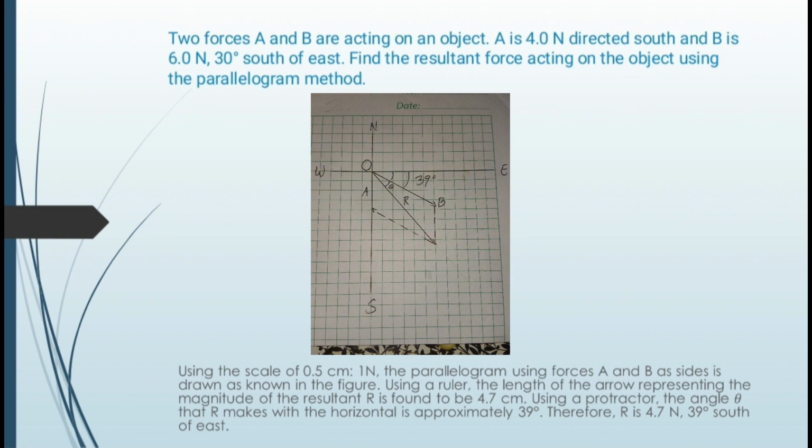Using a ruler, the length of the arrow representing the magnitude of the resultant R is found to be 4.7 cm. 4.7 cm na siya. Using a protractor, the angle that R makes with the horizontal is approximately 39 degrees. Kaya naging 39 degrees. Therefore, R is 4.7 Newton 39 degrees south of east. South of east kasi doon papunta yung direction.